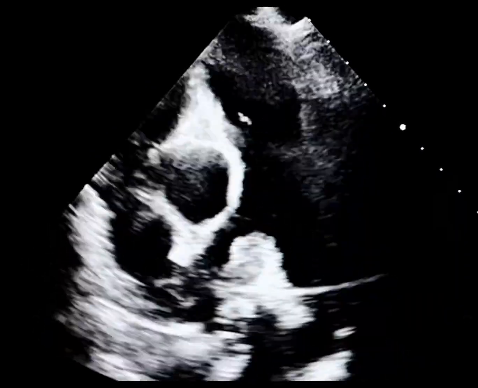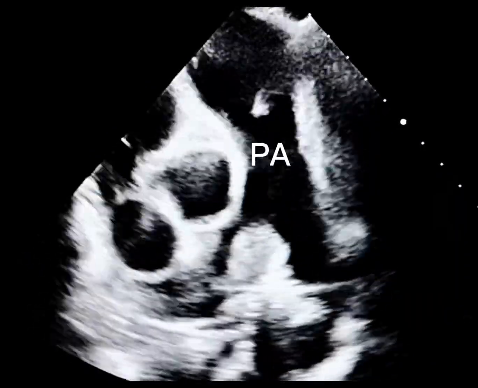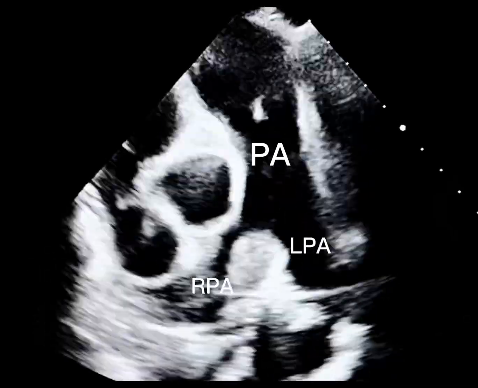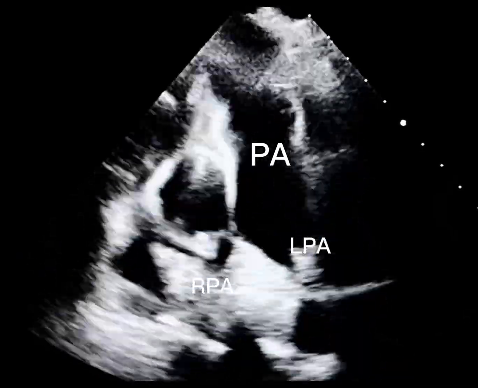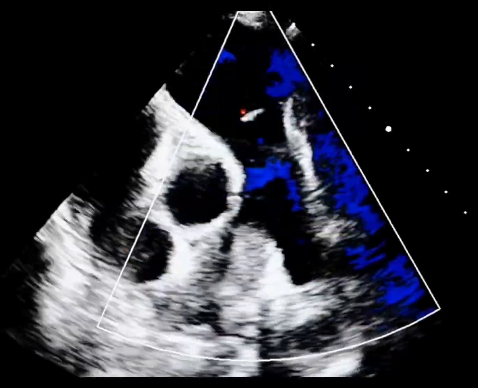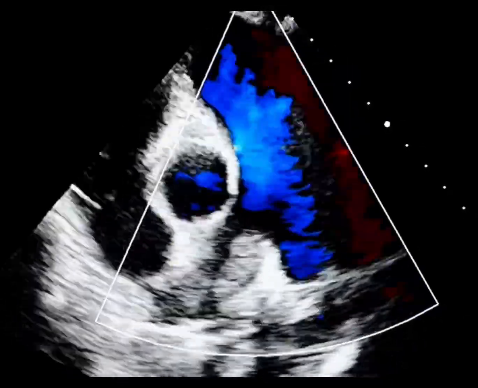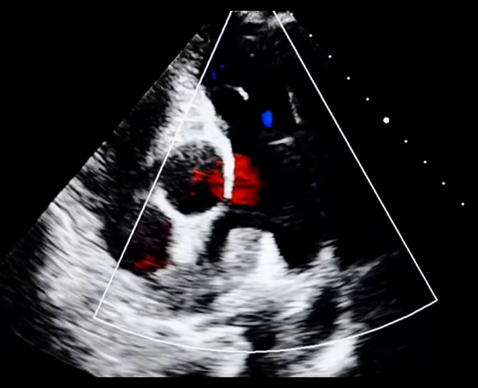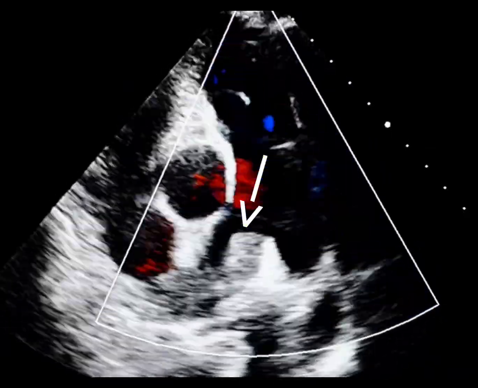In the short axis view, the main pulmonary artery and the proximal branches are clearly depicted. Is there anything wrong here? A large hypoechoic mass is observed in the proximal right pulmonary artery.